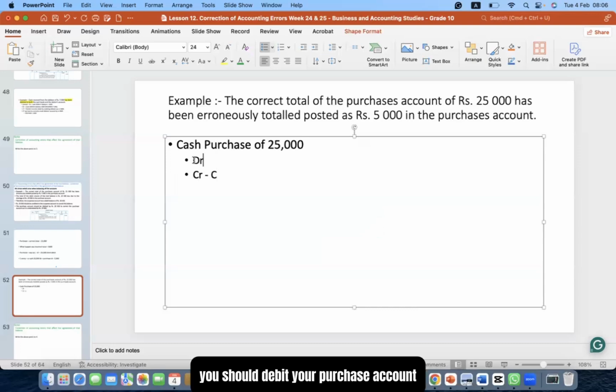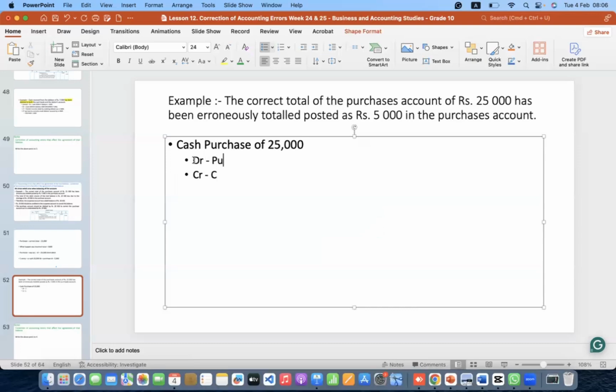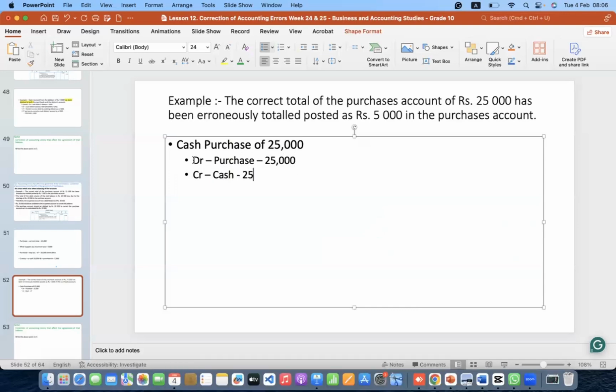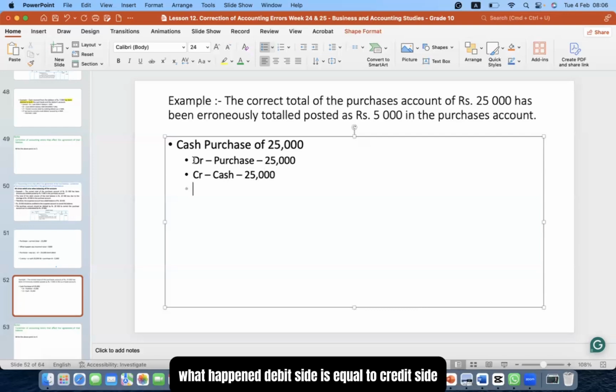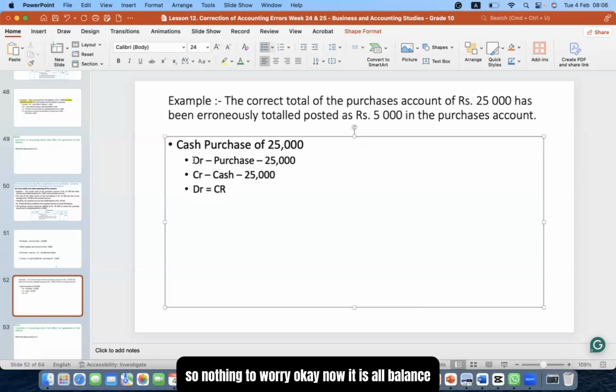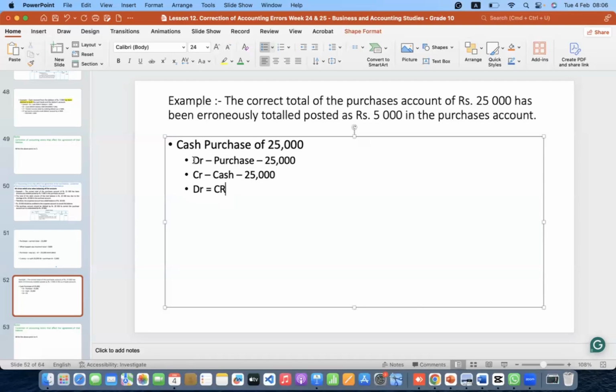You should debit your purchase account by 25,000 and credit your cash account by 25,000. Okay. Now, if this happens, what happens? Debit side is equal to credit side. So nothing to worry. Now it is all balanced.